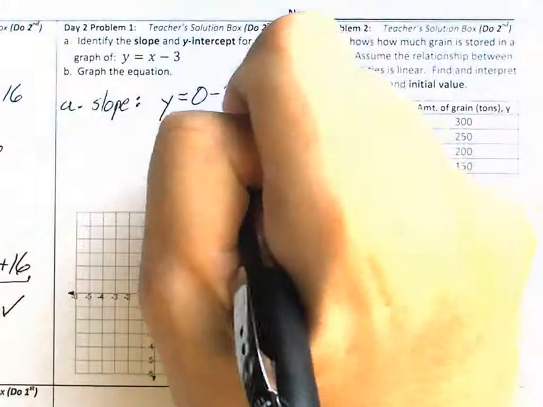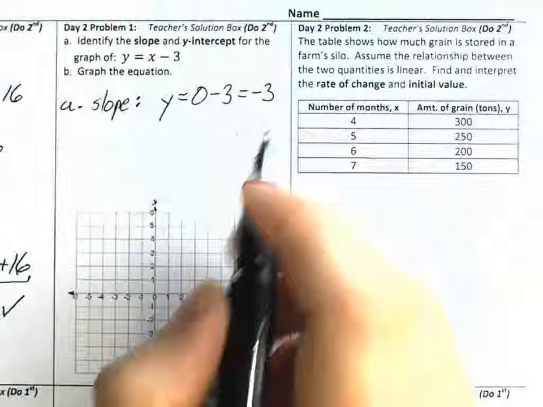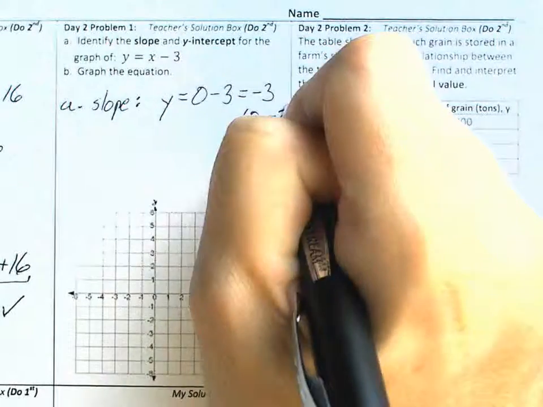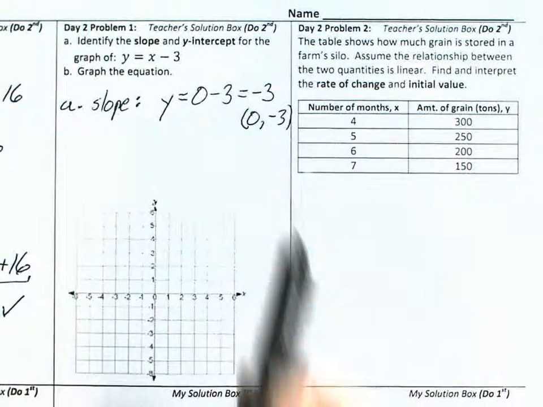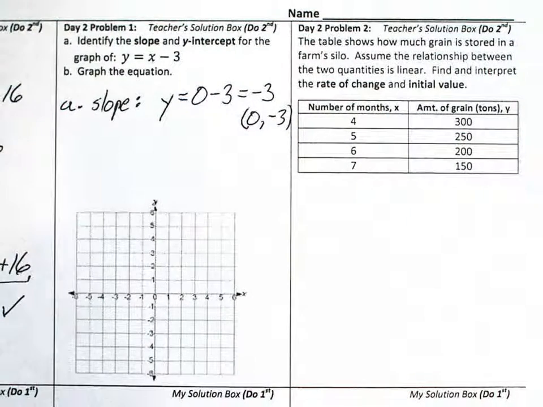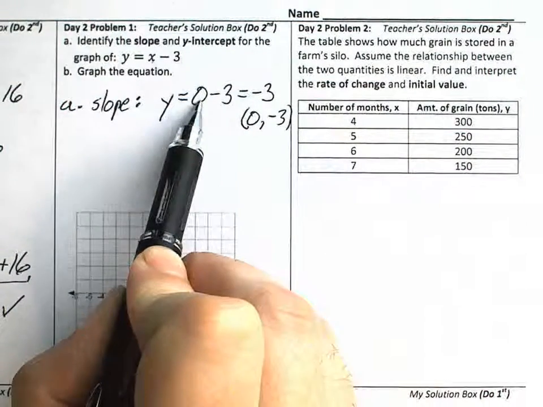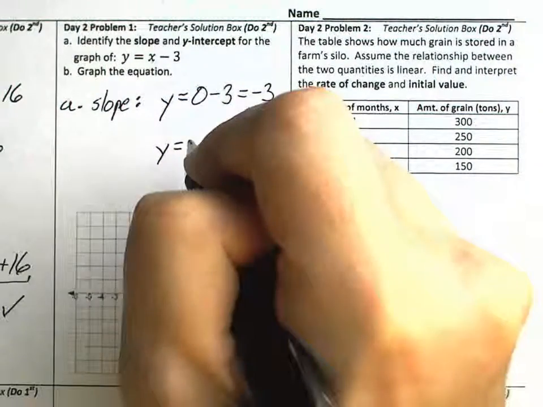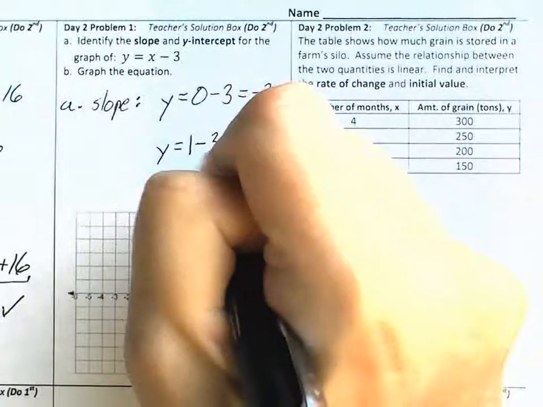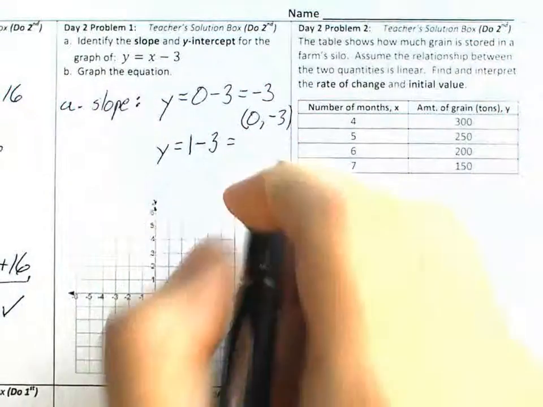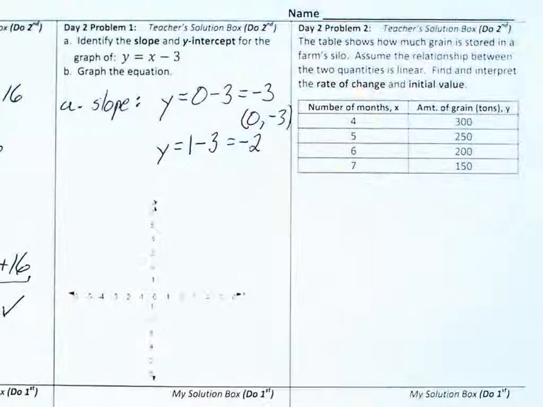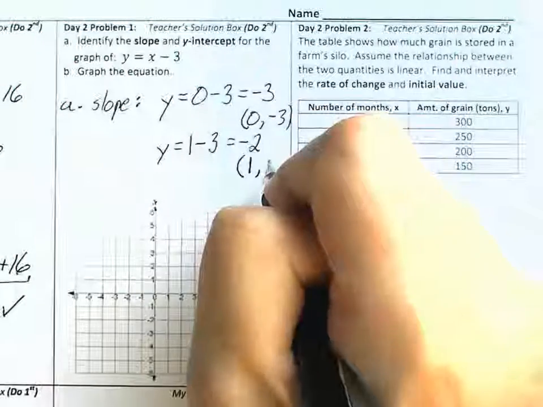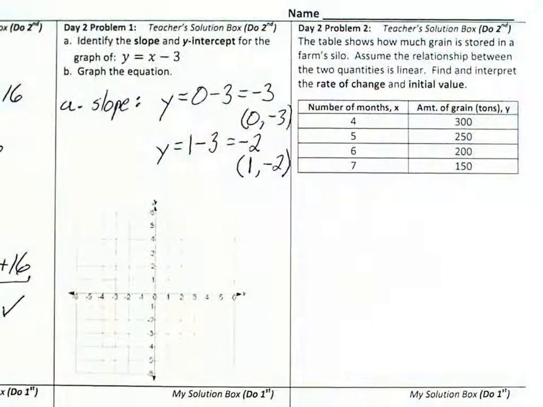0 subtract 3 is negative 3. And so we have found that when x is 0, y is negative 3. There it is, written as an ordered pair. Now let's change the value of x from a 0 to a 1 and see what will happen to the value of y. So y equals 1 subtract 3. 1 subtract 3 is negative 2. Written as an ordered pair, we just discovered that when x is 1, y is negative 2.